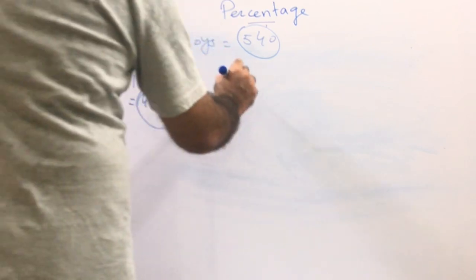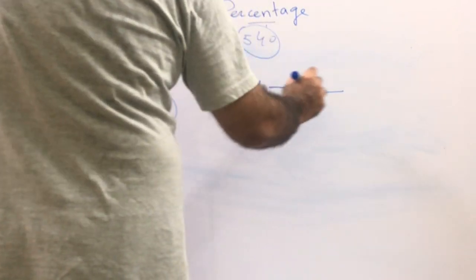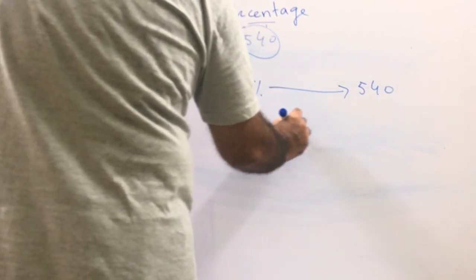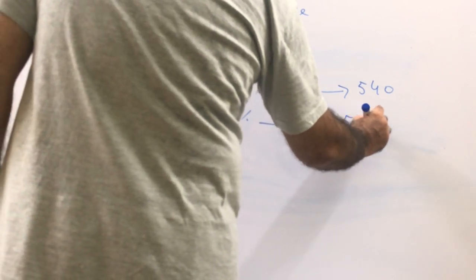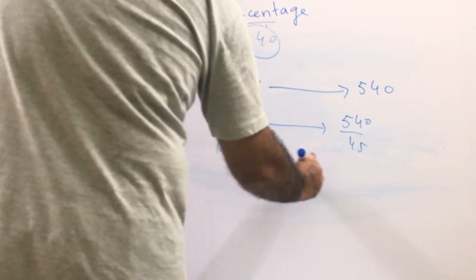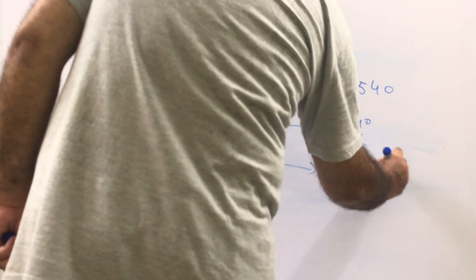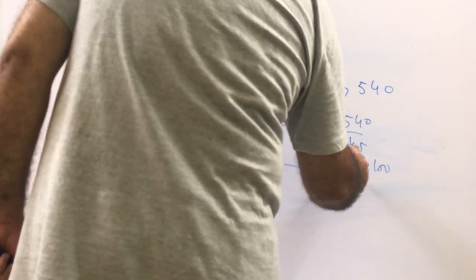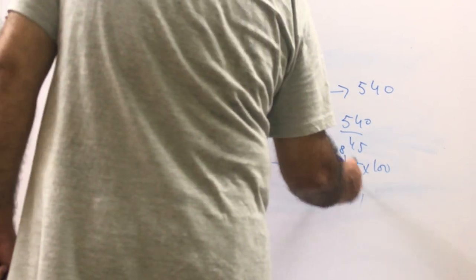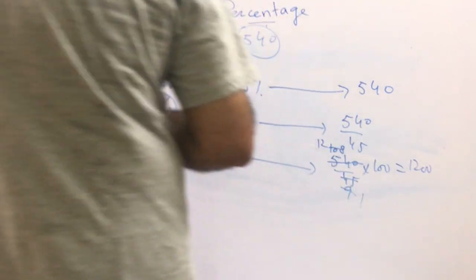By using these two things, we can find the total number of pupils in the school. So we will say that 45% of pupils, 45% boys, is equal to 540. 1% is how much? 540 over 45. We need to find the 100% pupils, so we will multiply this with 100. 5 9s are 45, 108. 12 into 100, 1200 pupils. Total 1200 pupils in the school.